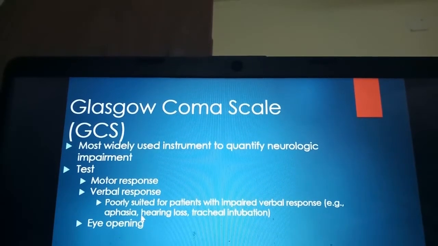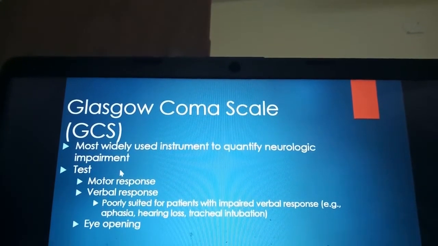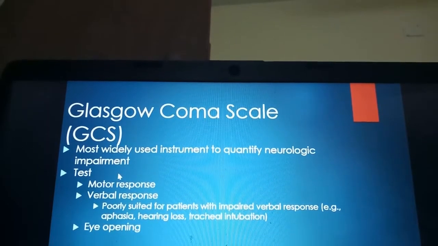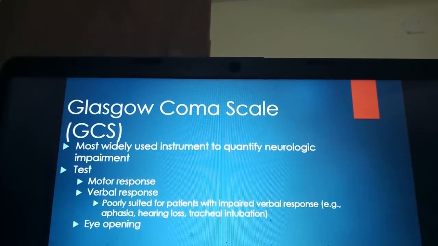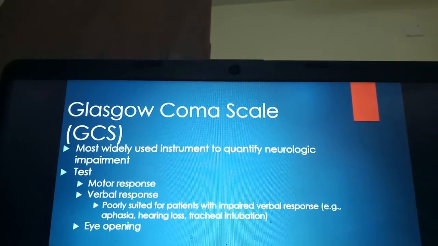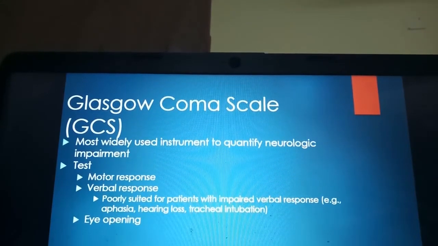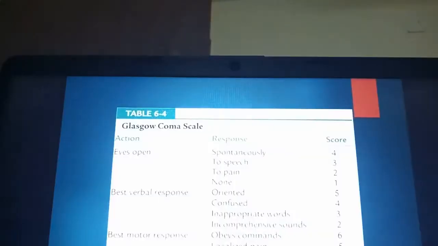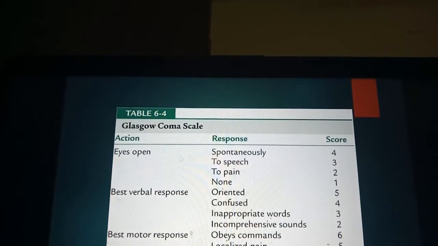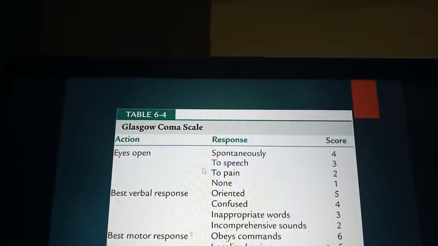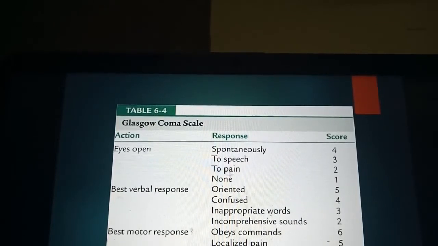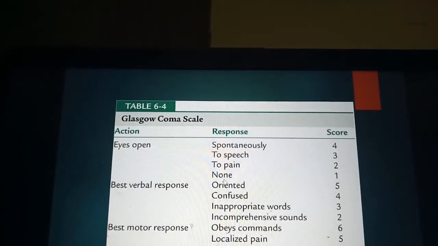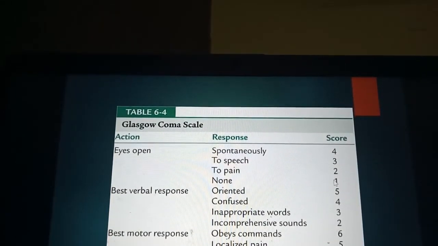Glasgow Coma Scale is again important for you, may be asked in your exam. It is one of the most commonly used instruments to check neurological impairment. Okay, you will be able to check the motor response, verbal response, and eye opening in this test. So if the person opens eyes spontaneously, then we give a score of 4. If the person opens the eyes to speech, we give a score of 3. If the person opens the eyes to pain, when you give a painful stimulus, you give a score of 2. Even after painful stimuli, if there is no response, then the score is 1.